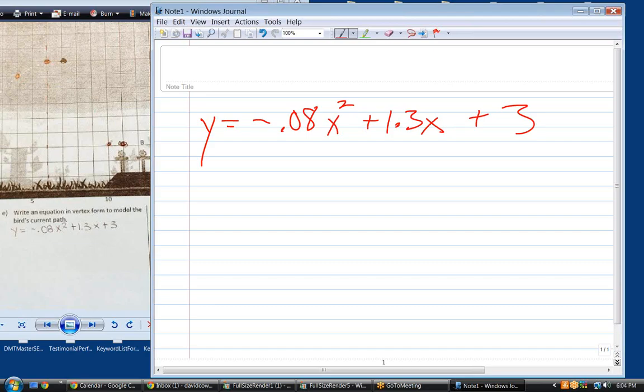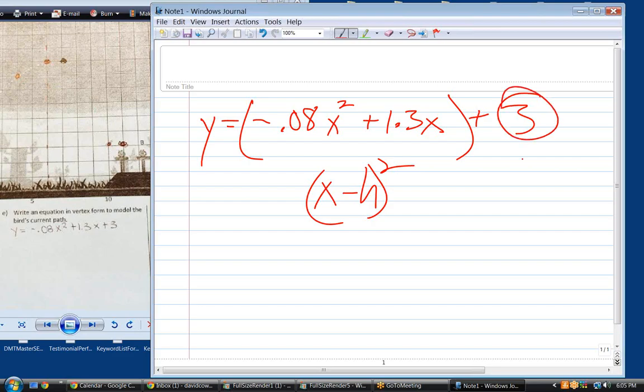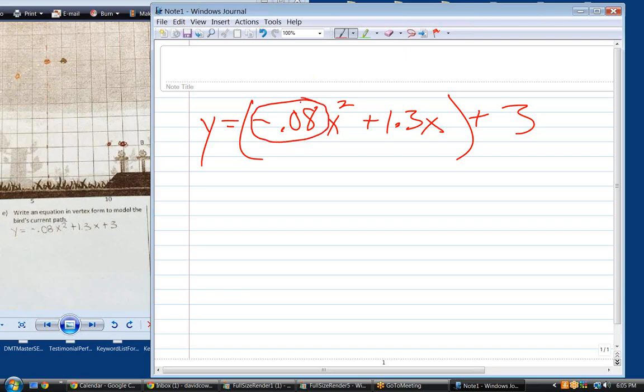So to complete the square, we're going to isolate that. And then we have to turn this into an expression of (x minus h) quantity squared, and whatever number is left up over there is k. The first thing you have to do when you go to complete the square is to make sure the coefficient of the x squared term is 1.